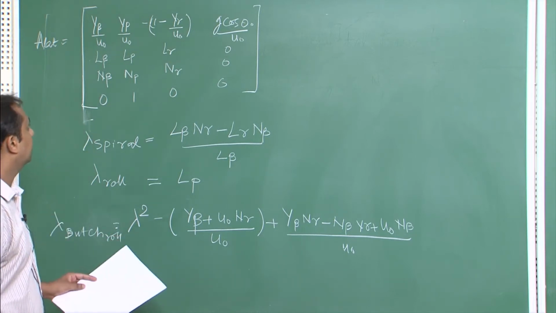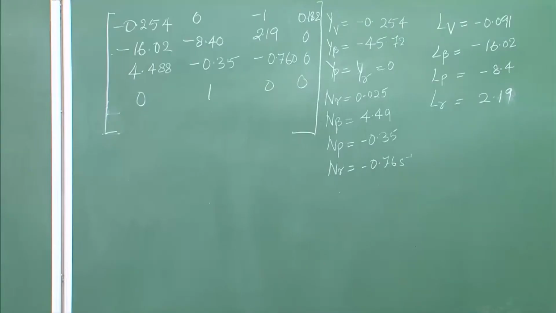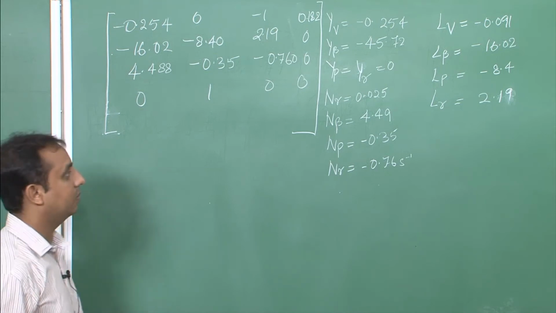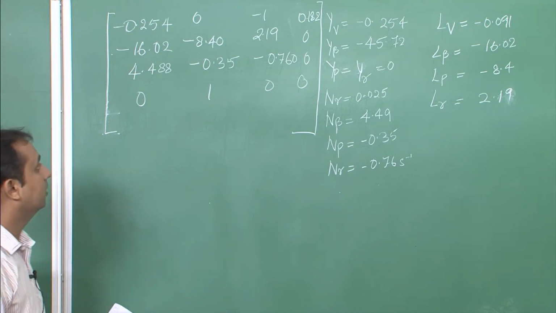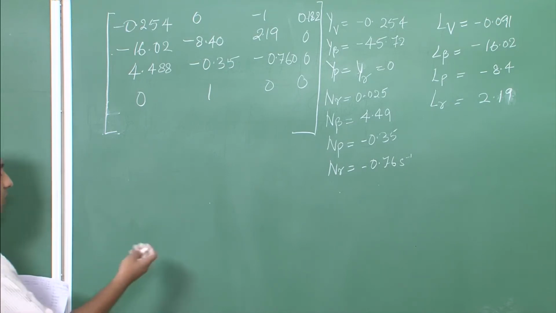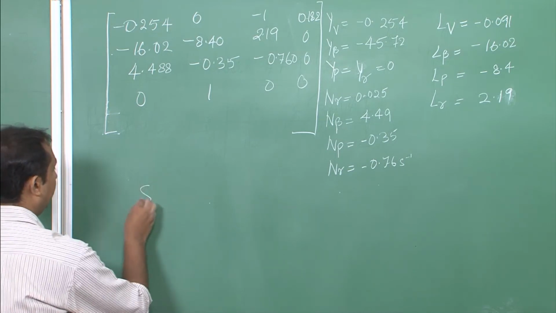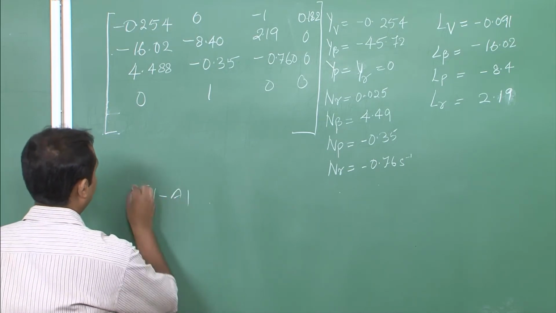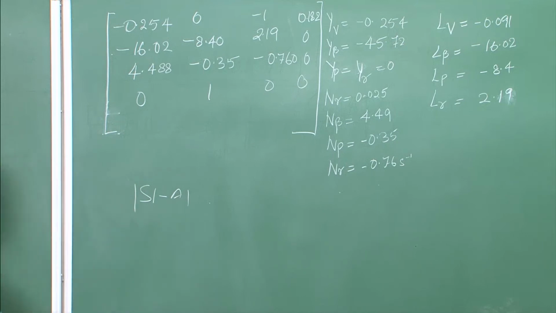Based on this, let's see a numerical. The matrix for lateral dynamics is given by this equation, and various lateral direction derivatives are mentioned here. First of all, we will find the characteristic equation for this matrix, and as we know, the characteristic equation for any matrix is given by the determinant of sI minus A equals 0.